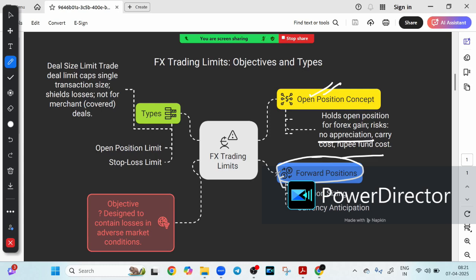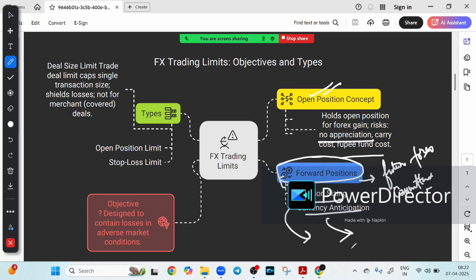If you look at the forward position, this involves future forex commitment. That is called forward position. Two major factors come into play. The first is position sizing, which means how much exposure should be taken. The second is currency anticipation, which means what direction the currency will take.